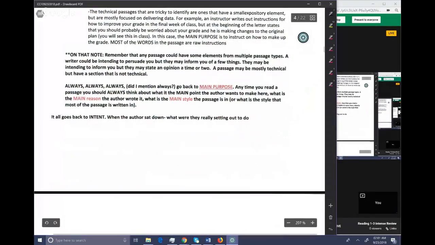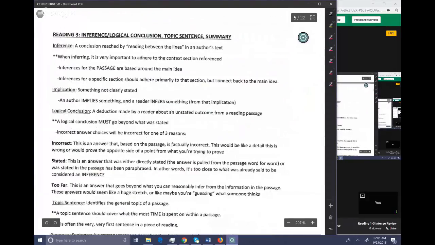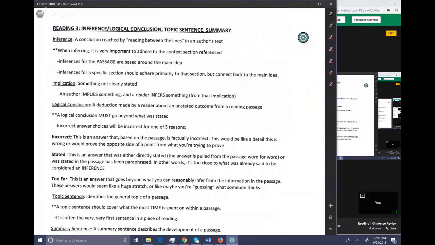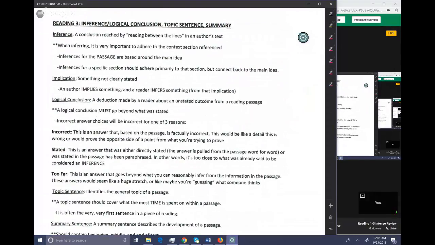And so down here it says, on that note, remember that any passage could have some elements from multiple types. And then this says, always, always, always go back to main purpose. What is the main style? What is the main purpose? What is the author really trying to do? There's not a whole ton of Reading 3 notes that are updated.